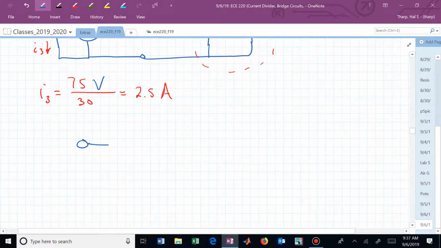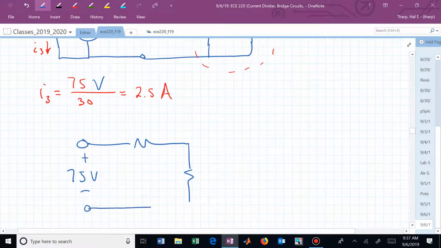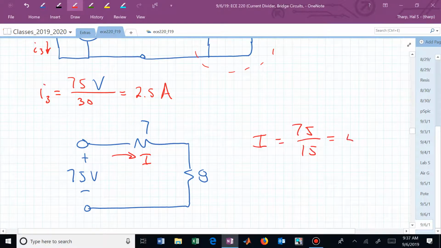Spoken well. Now, what do we have? We have this and that. This is 75 volts. So let's go a little bit quicker. Here's now I. I is now 75 divided by 15, or 5 amps.